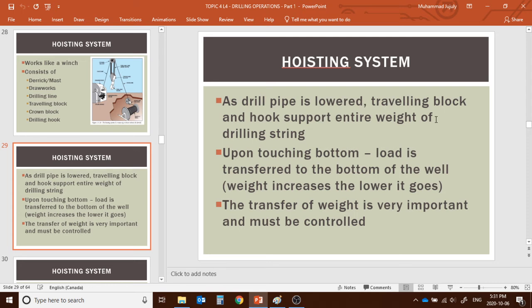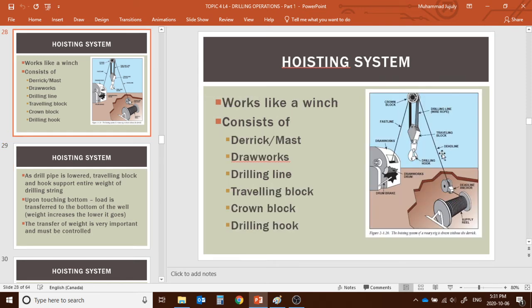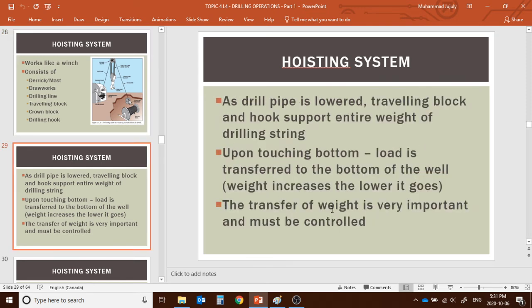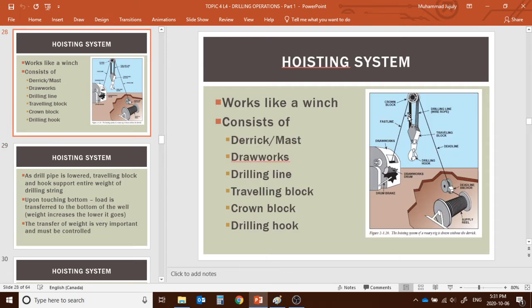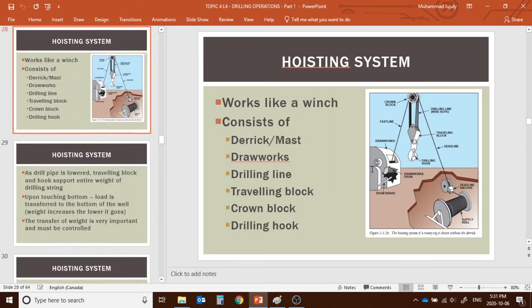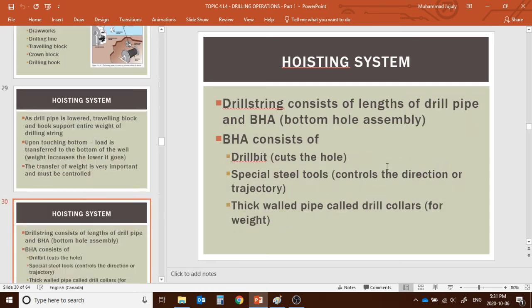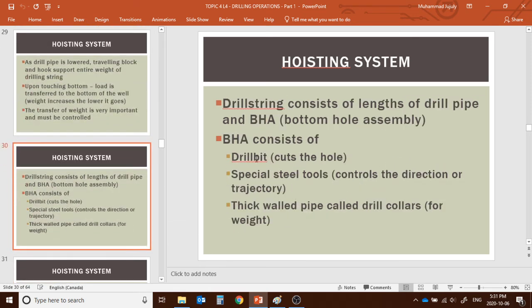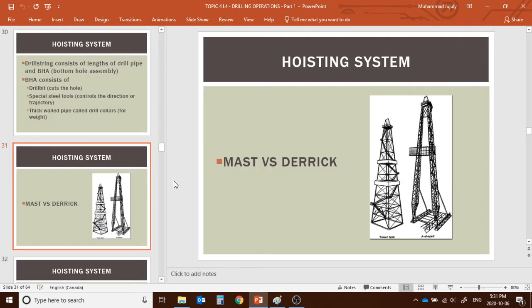As the drill pipe is lowered, the traveling block and the hook support the entire weight of the drill string. Transferring weight is very important because we have to control the weight on the hook. The bottom hole assembly is also very important because it consists of the drill bit and special tools.